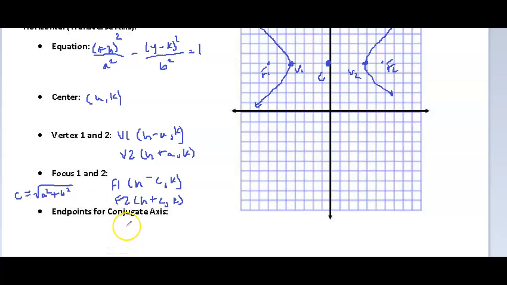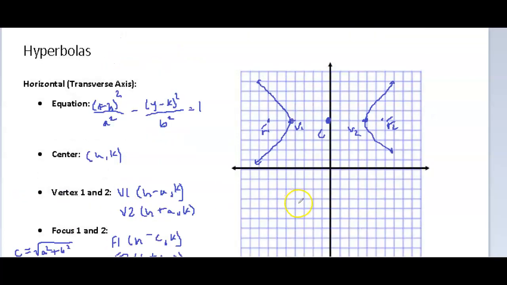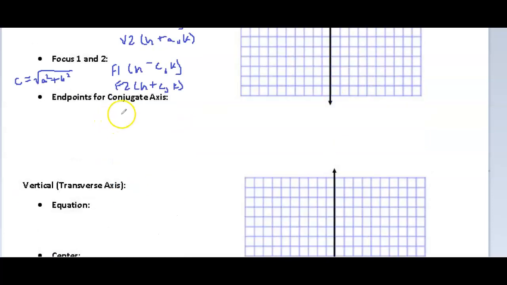The endpoints of a conjugate axis. First, let's go ahead and talk about the transverse axis. Here, the transverse axis is horizontal. We can think of that as the axis that goes from one vertex to the other. A conjugate axis is vertical. The conjugate axis has endpoints (h, k plus b) and (h, k minus b).